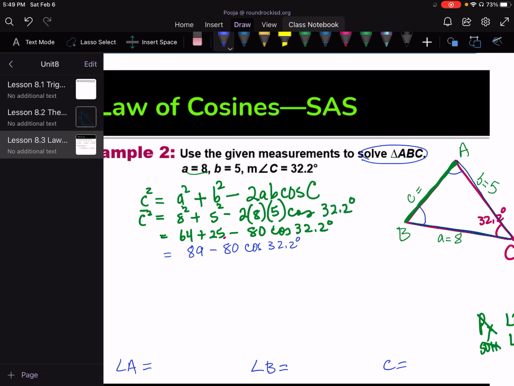And again, let me repeat, at this time, a lot of kids are going to get so tempted and go ahead and say 89 minus 80 is 9, and then cosine of 32.2. And right here is when they'll mess up and get a totally, completely wrong answer. Because mathematically, this step is incorrect. Let me show you why it's incorrect. This term is the product of 80 and cosine of 32.2, and I cannot separate the two. Honestly, at this point, you can plug it into the calculator: 89 minus 80 times cosine 32.2.